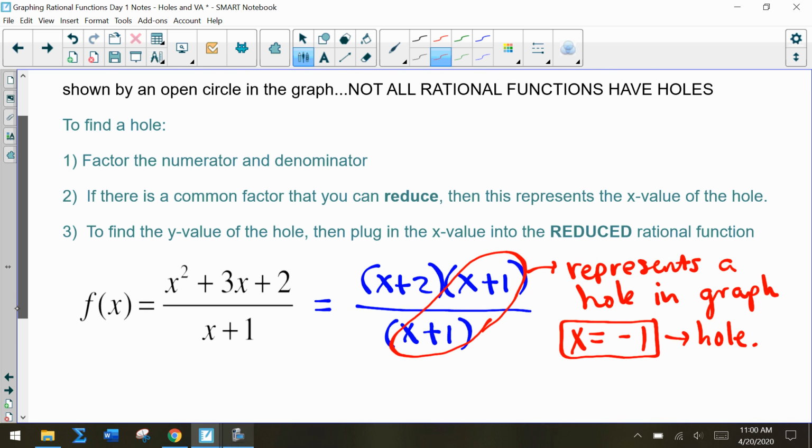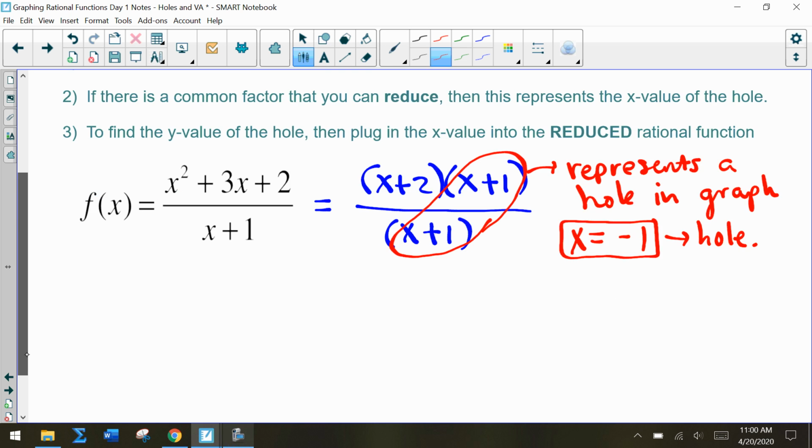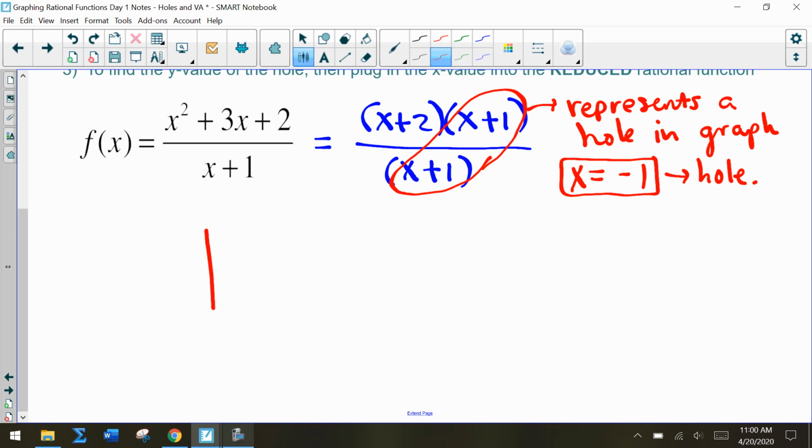Okay, so now we know on the graph we have a hole at -1, but we don't know where the hole is located. So if I had a graph, and -1 is here, I don't know where the hole is located. Is the hole located up that way, above the x-axis? Is it located below it? Is it here?